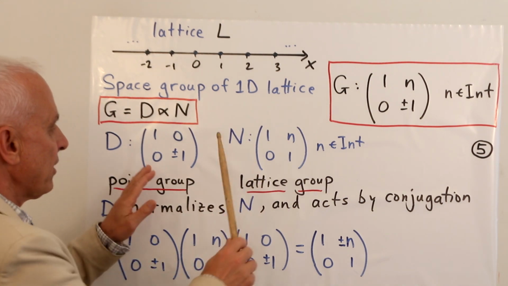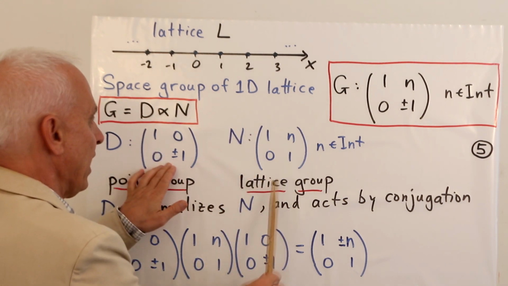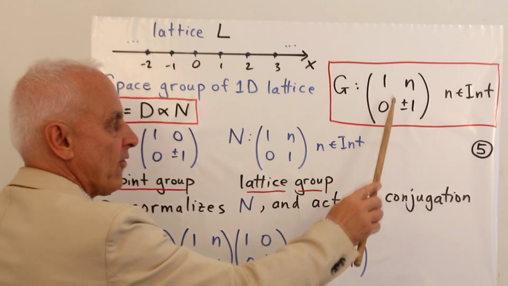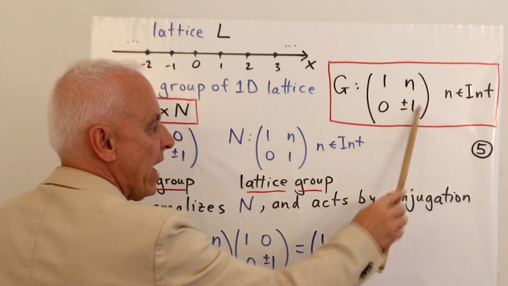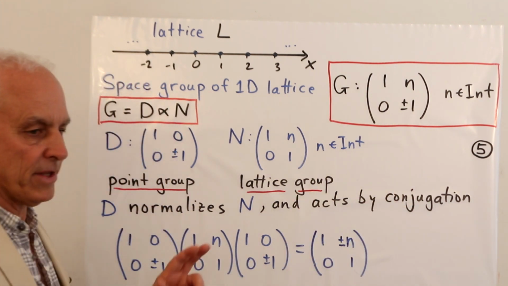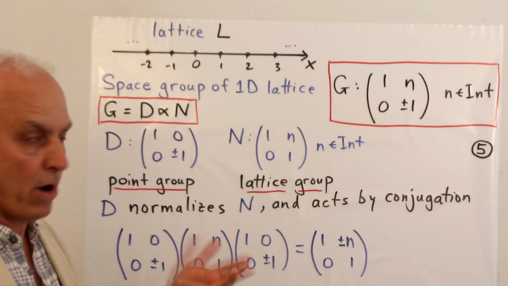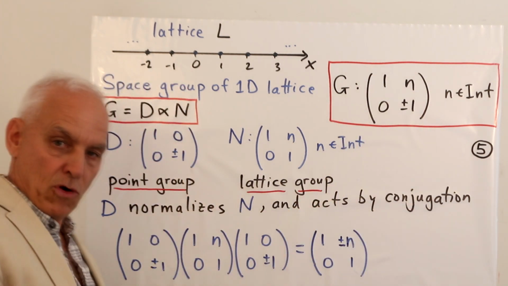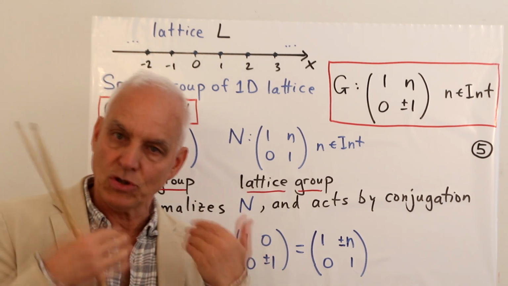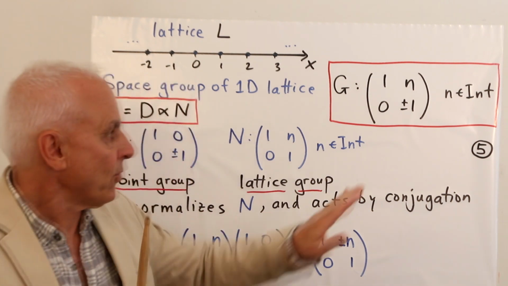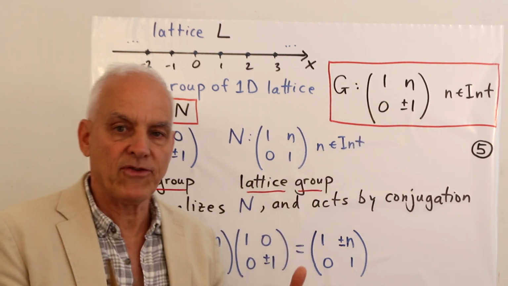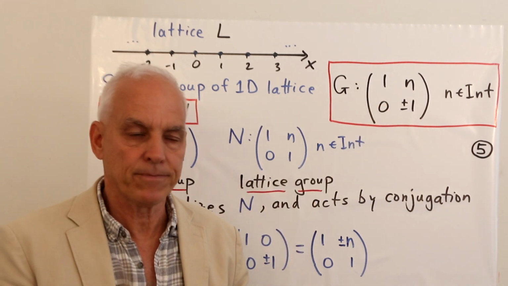And so now if we take the product of one like this and one like this, well, we get a matrix that looks like this. It has a combination of a translation component and a dilation component. Well, the dilation is either multiplying by 1 or -1. So this is then the space group of this integer lattice. Okay, so we have a nice representation of all the elements in our group.